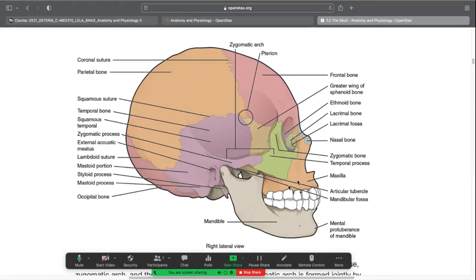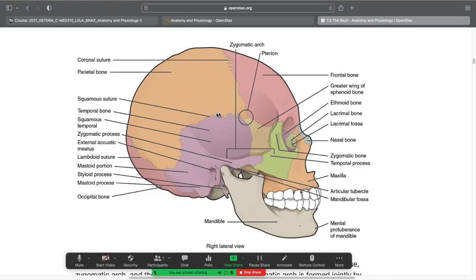Here's another view of your maxilla. Here's another view of your mandible on this lateral side view, okay? Here's a view of your cheekbones, or your zygomatic, which is right here, okay? Now you got this little part of your sphenoid bone, and on the inside of your eye socket, you have your ethmoid bone. Nice to know.